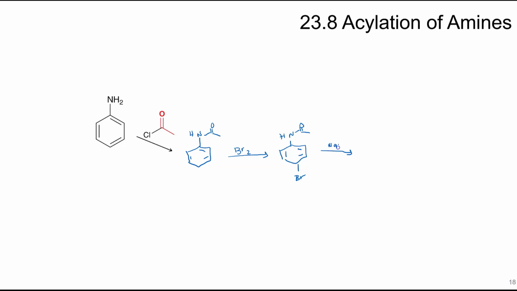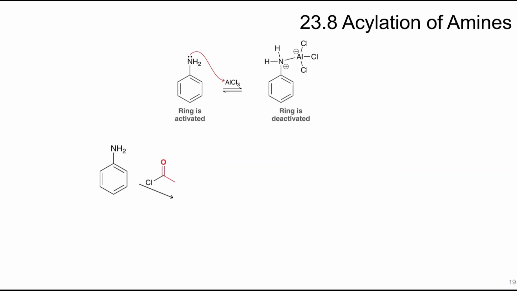And then you can use NaOH or H+ in order to remove the acetyl group. Likewise, now you can do a Friedel-Crafts if you wanted to. And that would add para. All right, so I jumped the gun on that one.